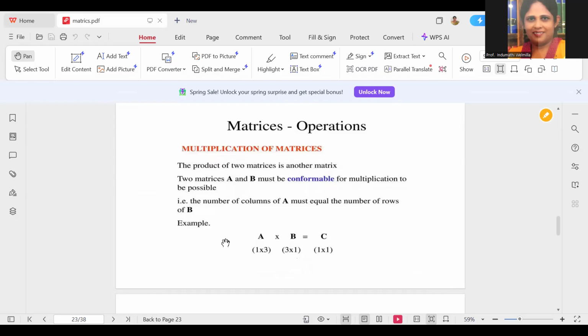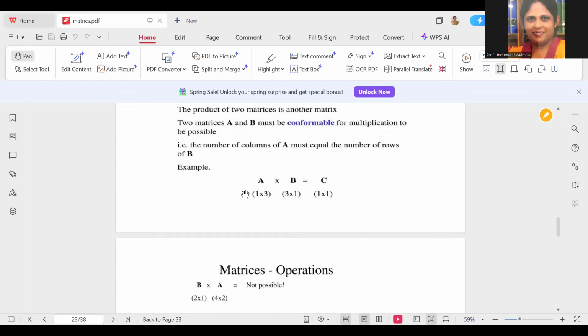Otherwise we cannot multiply, because not just any two matrices can be multiplied. We first have to check whether the requirement is fulfilled by the given matrices. What does this requirement mean? For the two matrices we are going to multiply, the number of columns of the first one should be equal to the number of rows of the second matrix. Then we can multiply both.